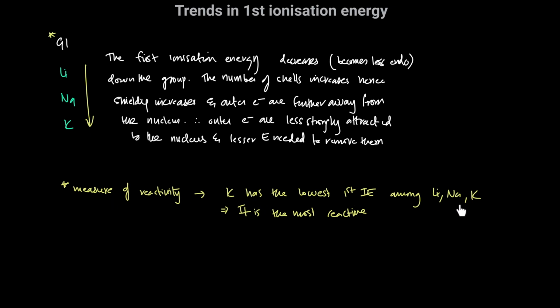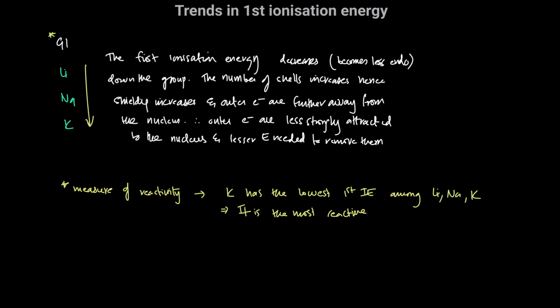Because group 1 elements tend to just lose their outermost electron, that first electron. And what we're saying is, because this has a less endothermic ionization energy, it means that this one is going to lose its outer electron more easily, and therefore it is more reactive as a reducing agent. And just to clarify, this trend of decreasing ionization energy down the group applies to all the groups that you learn about: group 1, 2, 13, 14, 15, 16, 17, and 18. As you go down the group, the first ionization energy becomes less endothermic.